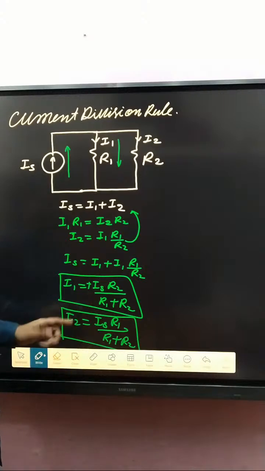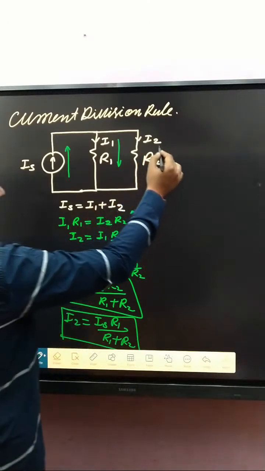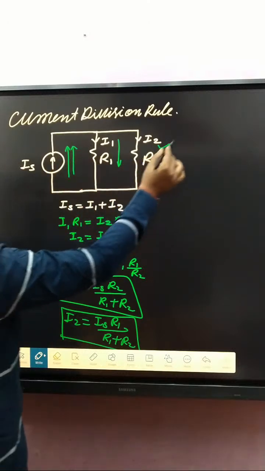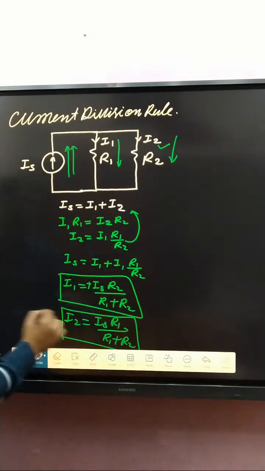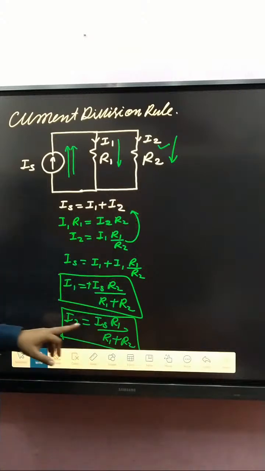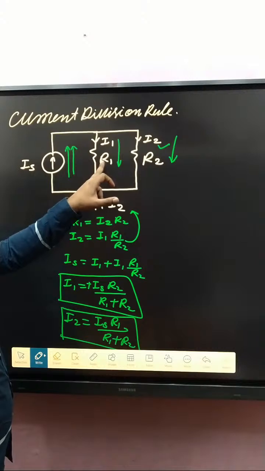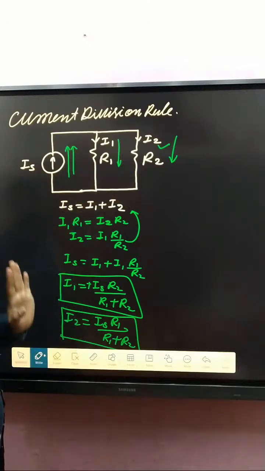Simple, very simple. To determine that current, first of all check that this current direction is upward and that one is downward. So IS is positive. Opposite direction, that's why positive. IS into R1, parallel resistance is R1, divided by sum of these two resistances, like that one.